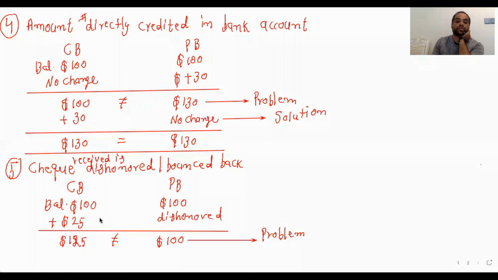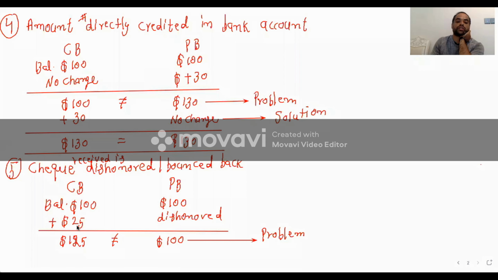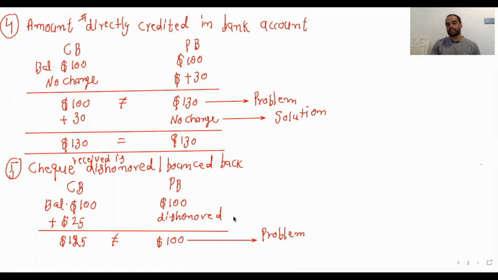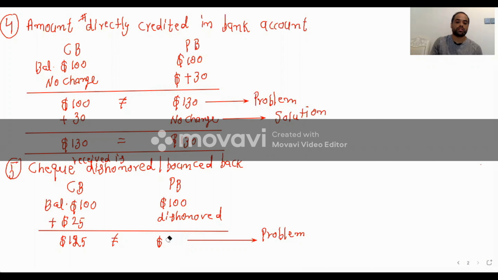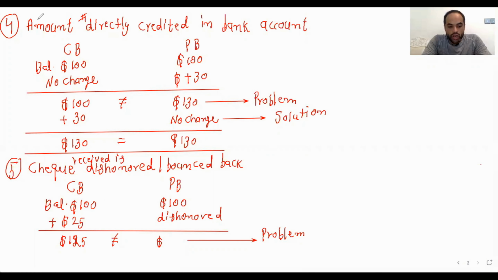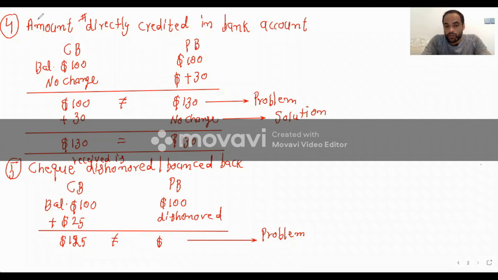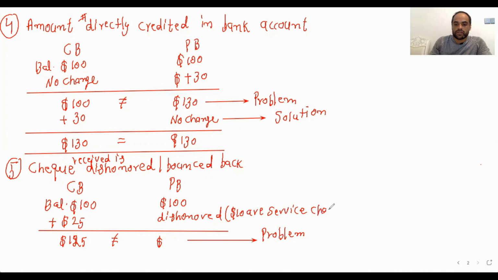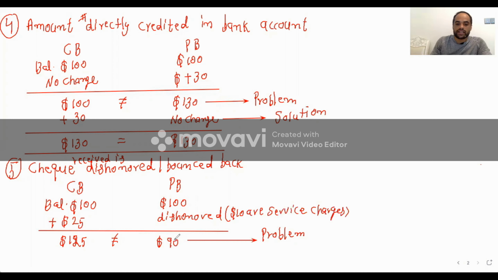Since the check is dishonored, you also need to credit your bank accounts. In fact, when your check is dishonored, bank is going to minus some money from here. Remember last time when I explained to you that when any kind of check is dishonored, bank is going to charge some money from you for the services that bank has provided to you. This is called the bank charges, all right? So when the check is dishonored, we can say that $10 are service charges. It means your passbook will be reduced by $10. So as a result, your balance is 90.